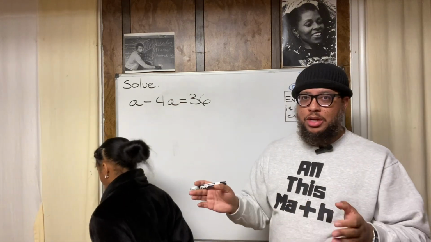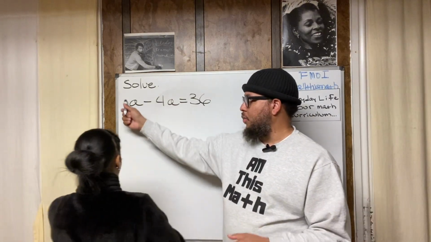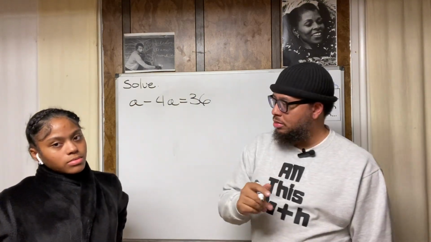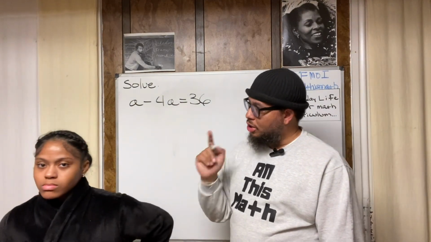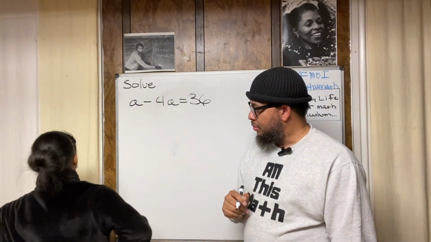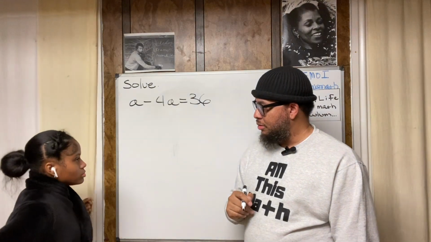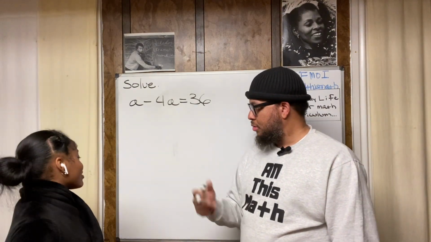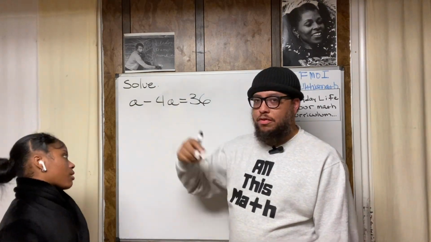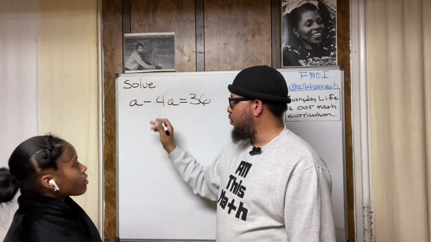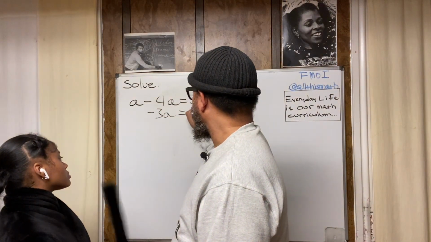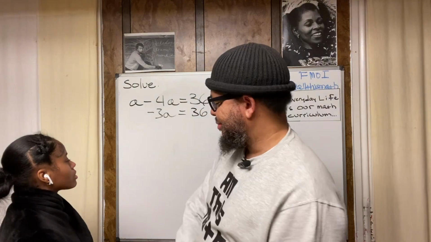You need to know, and you all viewing this too, notice what she just said. There ain't no 1 there. It don't need to be a 1 there. If there's no coefficient in front of the variable, it is your responsibility to just know that there's an invisible 1 there. It's your responsibility to know that a is equivalent to 1a. So therefore, 1a minus 4a is negative 3a. Negative 3a equals 36.